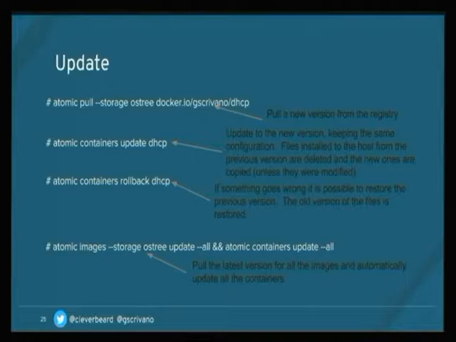So after the update, you have the possibility to go back to the previous deployment. That is done through atomic containers rollback, which does exactly the opposite thing. It stops the service of the new version, swaps back the old version of the files, and then restarts it. And unless something really bad happened during the update, like destroyed the storage or something, it should be possible to go back to the previous version and have no problems running it.